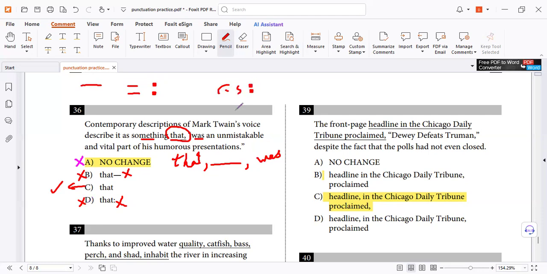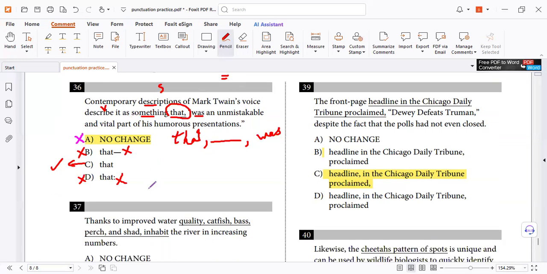No. Why? Because the meaning is not complete. We have a subject and a verb, but the meaning is not complete. Describe it as something that what? The meaning is not comprehensive, not complete. So it has mistakes, so it's a fragment. So it's wrong. So B, C, and D are wrong.